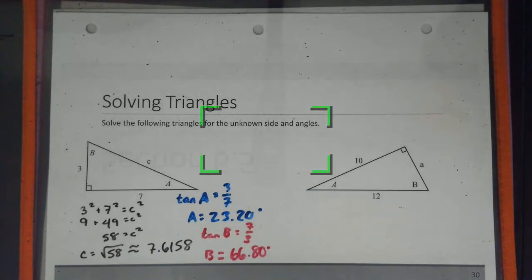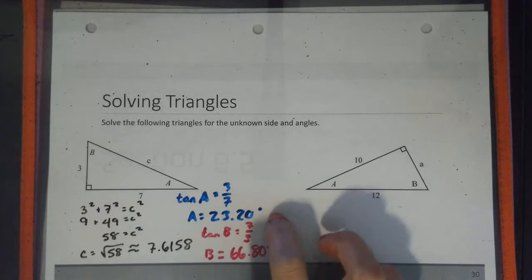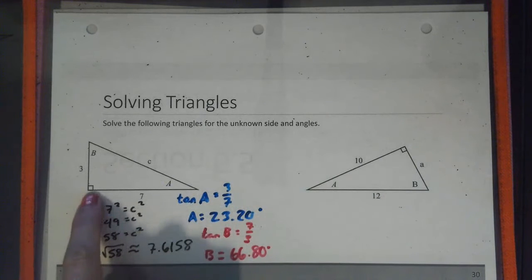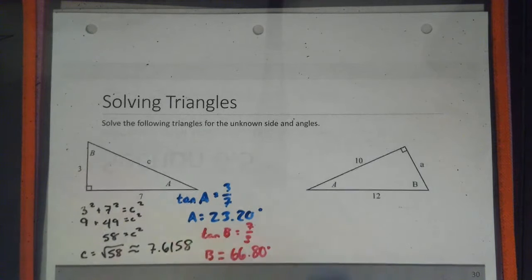You might be asking yourself, well, why did she use tangent if she knows C? Because 3 and 7 are easier to work with. Once you had A, why didn't you recognize that this is a 90-degree angle, so B had to be 90 minus what A is? I could have, you're right. There are a bunch of ways to solve these. Just use whatever method comes to mind.